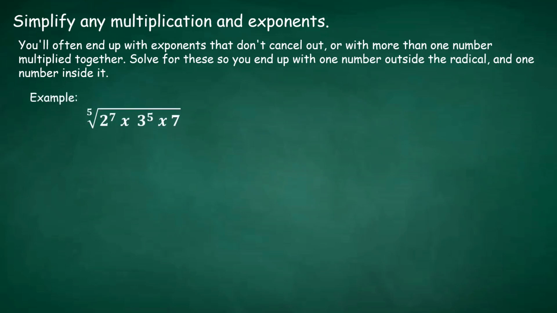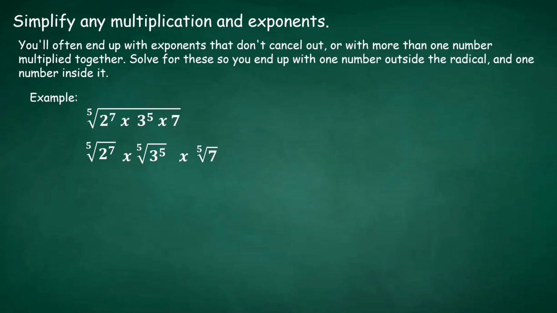Example: simplify the fifth root of 2 raised to the power of 7, times 3 raised to the power of 5, times 7. This is already factored into prime numbers, so we can skip that step. Let's rewrite this as the fifth root of 2 raised to the power of 7, times the fifth root of 3 raised to the power of 5, times the fifth root of 7.